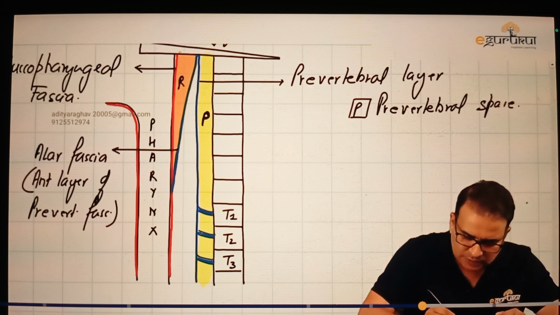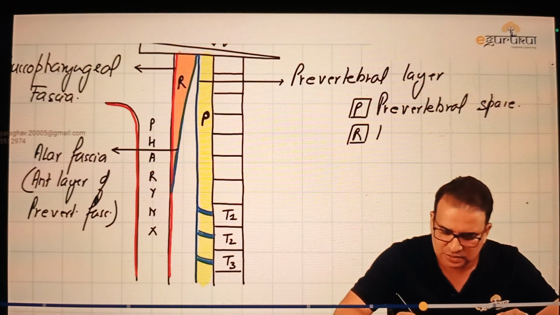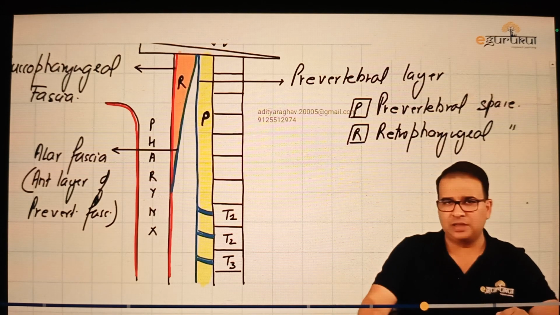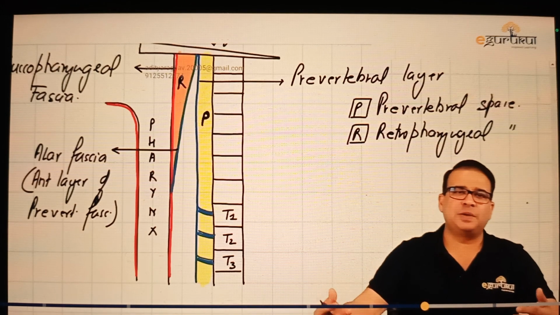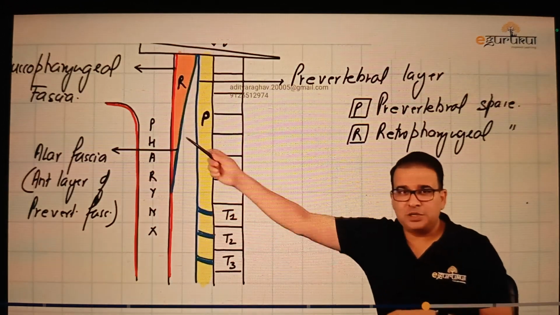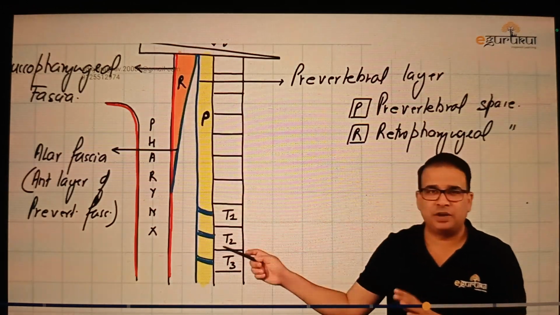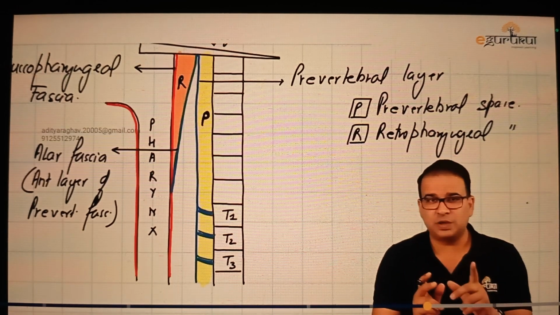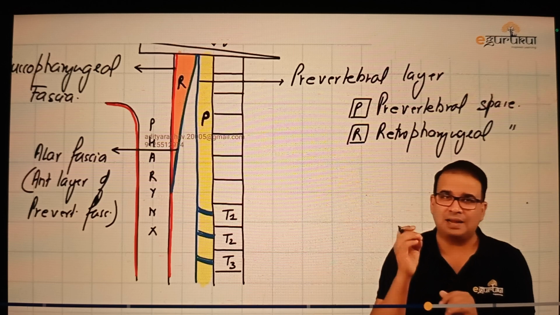Now I'm writing R for this space because the space is called the retropharyngeal space. It is behind the pharynx, so we call it the retropharyngeal space. Generally, we say retropharyngeal space to everything which is present behind. Even this they call a retropharyngeal space only because it is behind the pharynx. Because we are not able to appreciate this alar fascia radiologically, the entire space is referred to as retropharyngeal space. But anatomically, the true retropharyngeal space is present between the alar fascia and buccopharyngeal fascia. They ask this question, so please remember that the retropharyngeal space is between the buccopharyngeal and the alar fascia.